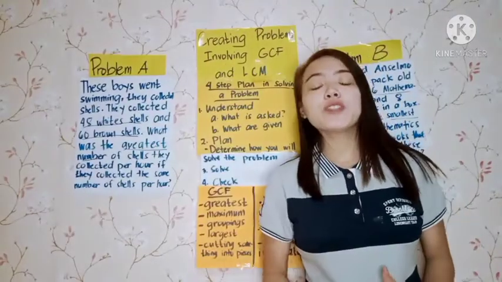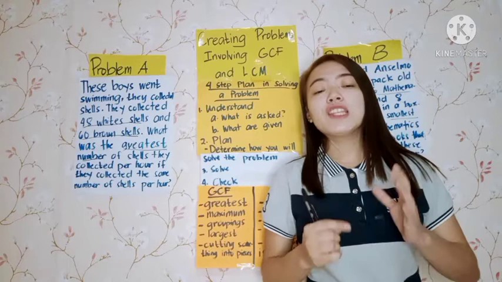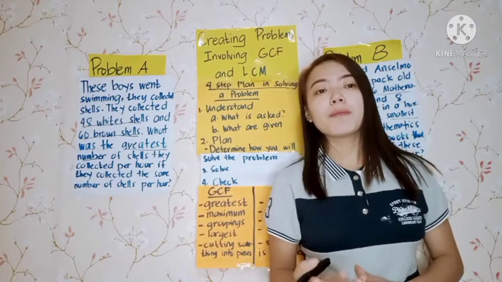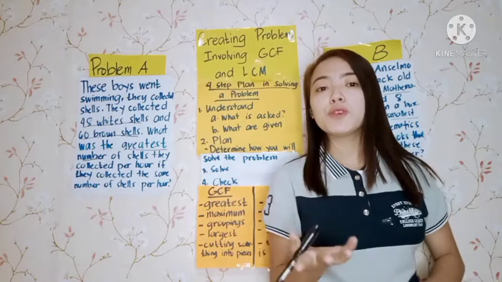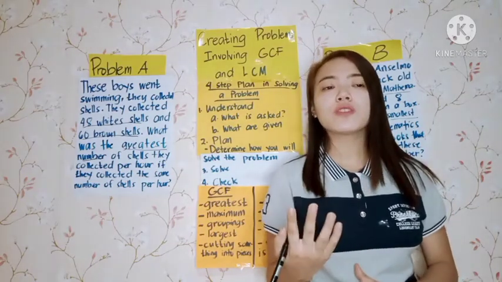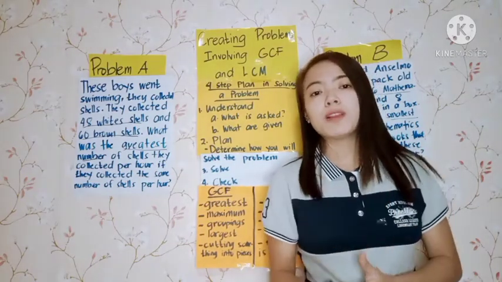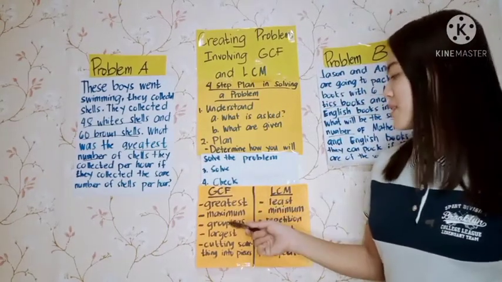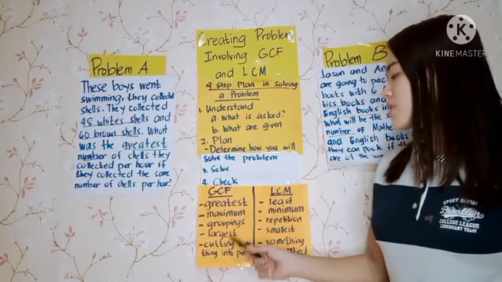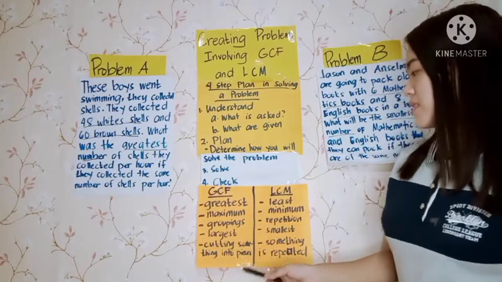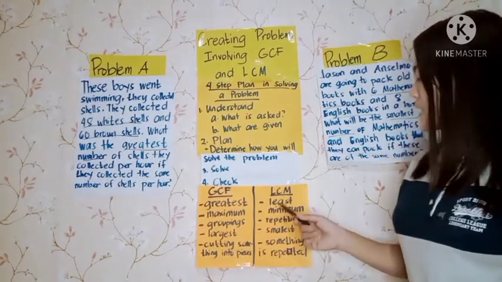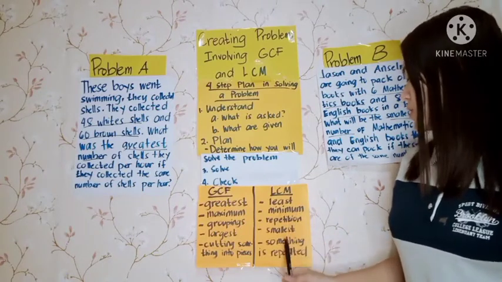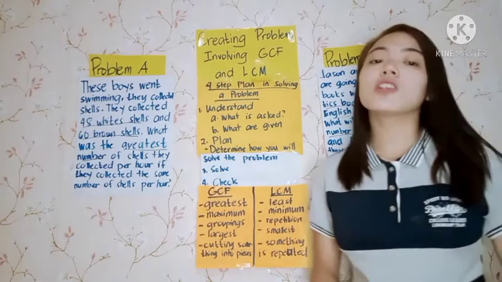Here are the tips or example that can determine the problem is LCM or GCF, and also it can help you to create the questions in the certain problem. So, in the GCF: greatest, maximum, groupings, largest, cutting something into pieces. In the LCM: least, minimum, repetition, smallest, something is repeated.